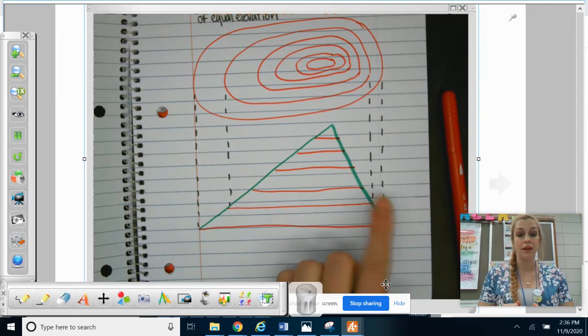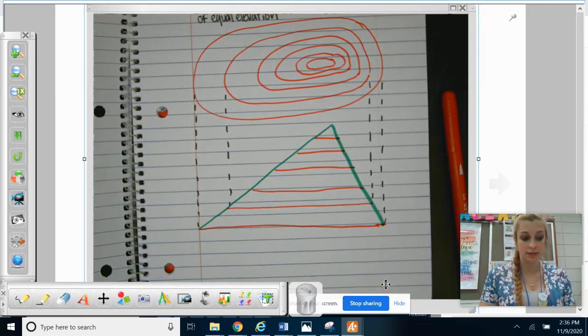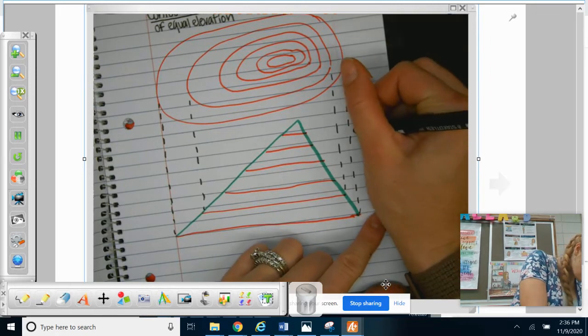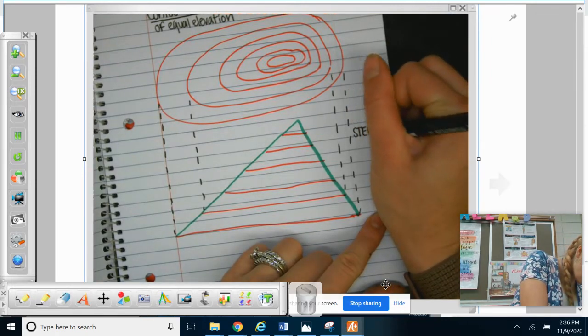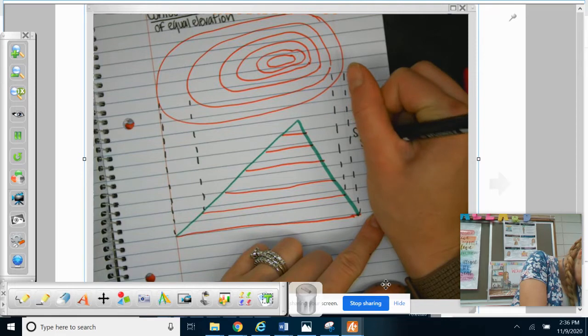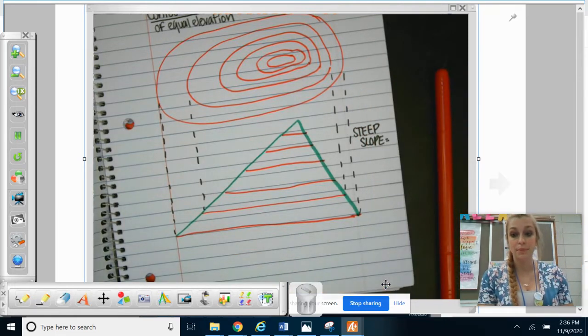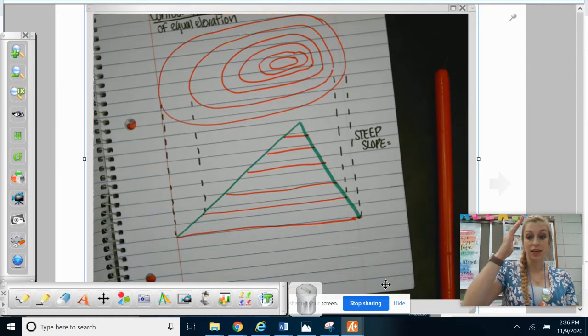Notice there's not very much space between these two lines. That's because on this side, we have a steep slope. A lot of times I realize students don't know what steep means. Steep means it's like straight up. A lot of times you'll think that means it's like not straight up.